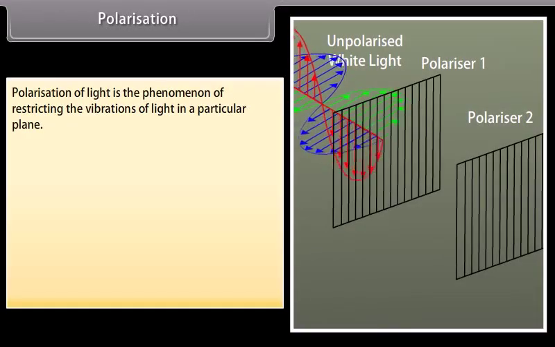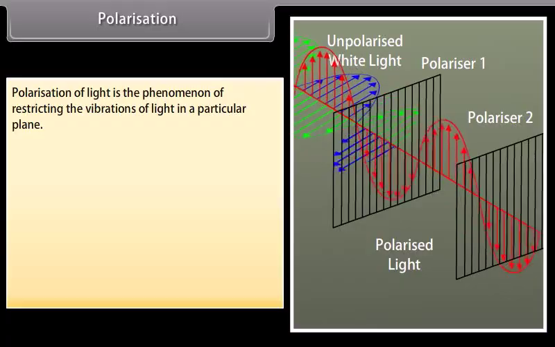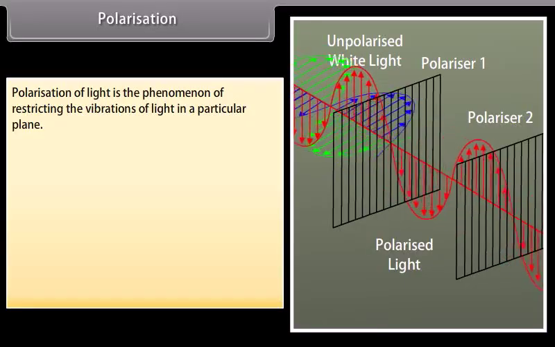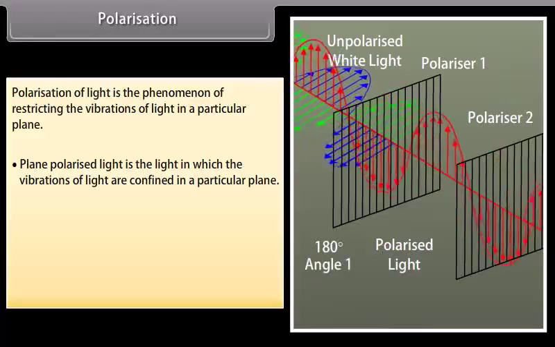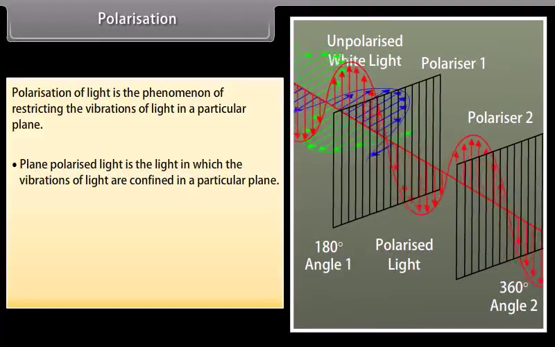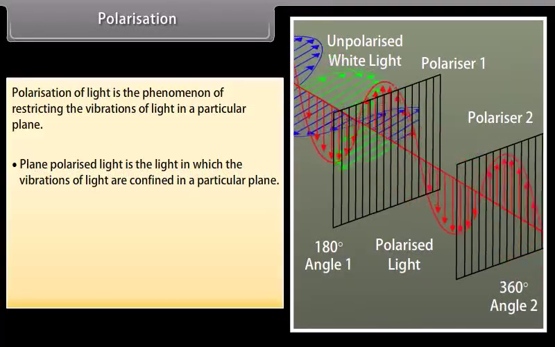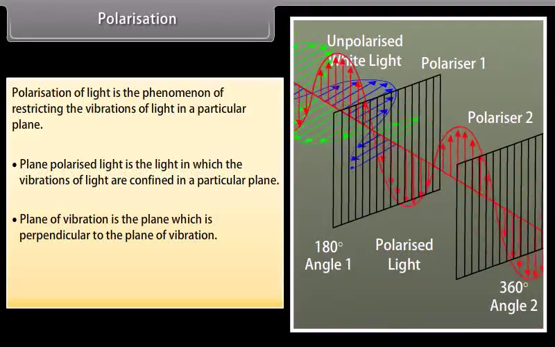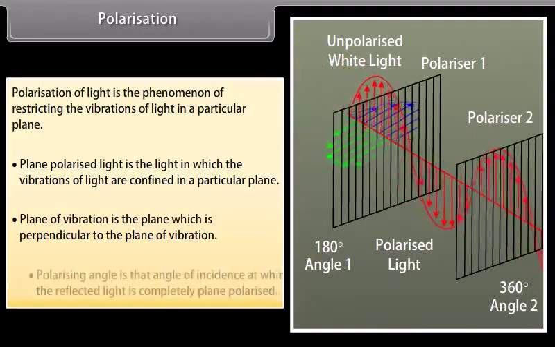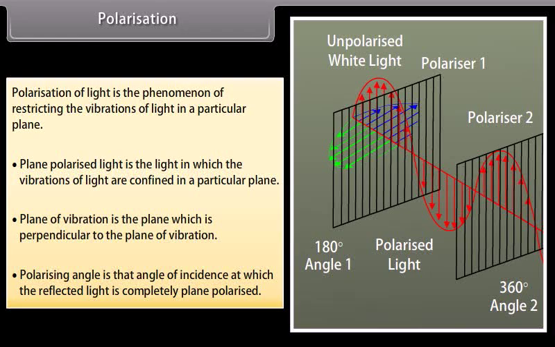Polarization. Polarization of light is the phenomenon of restricting the vibrations of light in a particular plane. Plane polarized light is the light in which the vibrations are confined in a particular plane. Plane of polarization is the plane which is perpendicular to the plane of vibration. Polarizing angle is that angle of incidence at which the reflected light is completely plane polarized.